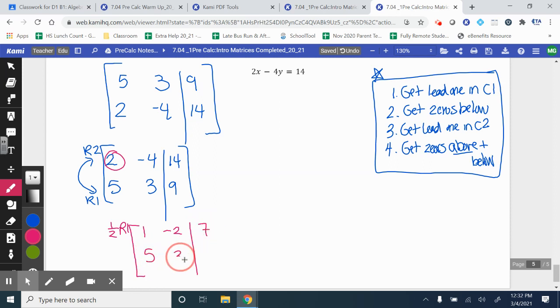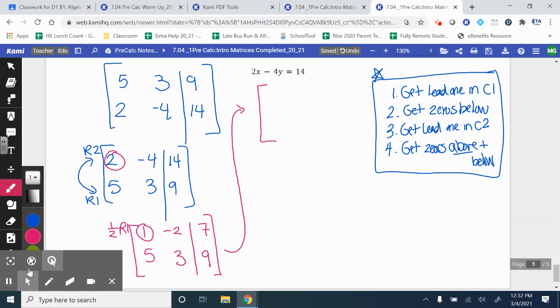Second row stays the same. So now we have our lead 1, we need to finish the column by getting zeros below that. I'm going to come up here. To get a 0, you're going to multiply the row with the lead 1, so whatever's circled, by the additive inverse of 5. So multiply this one by -5 and then add it to row 2. So here we're going to have -5 times row 1 plus row 2.